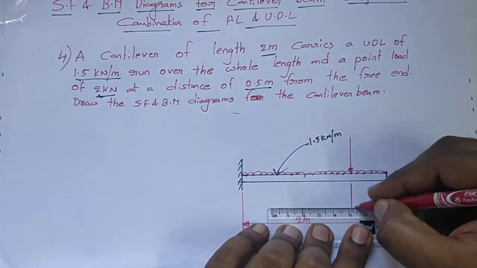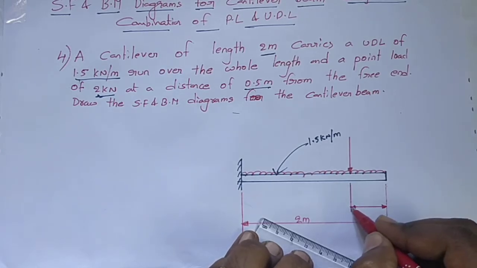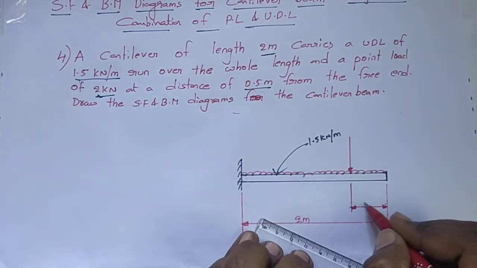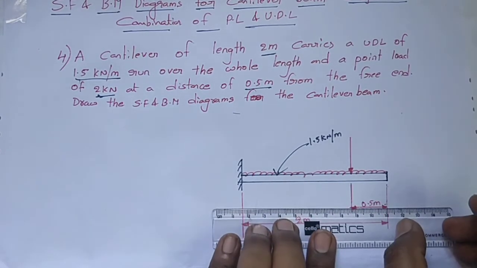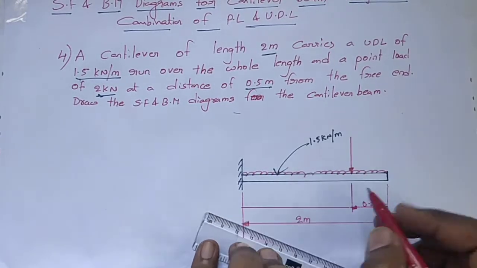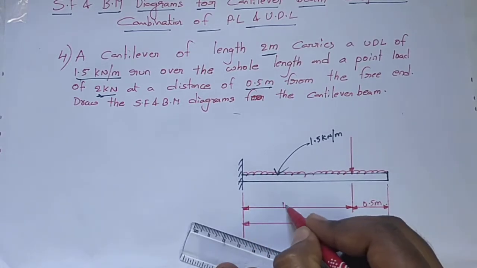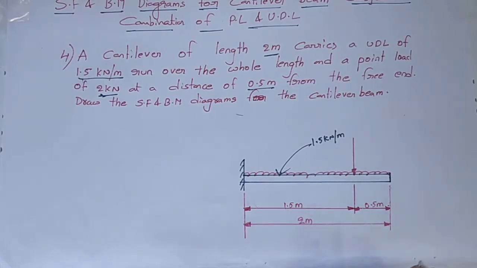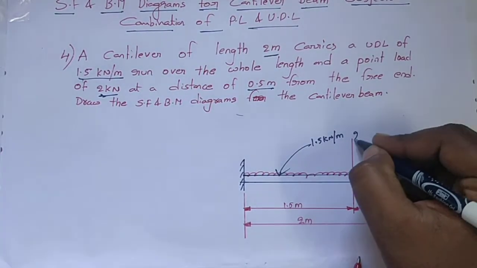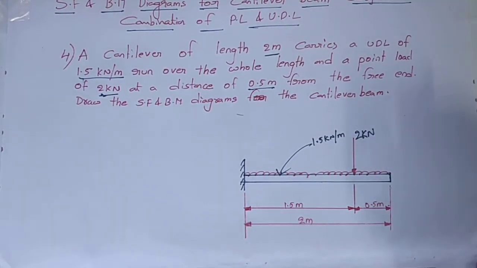Okay, it is the free end. The distance from this point to this point is 0.5 meters, so the remaining length of the beam is 1.5 meters. Like that we need to draw. Here the load given is the 2 kilonewton point load. For this beam we need to draw the shear force and bending moment diagrams.